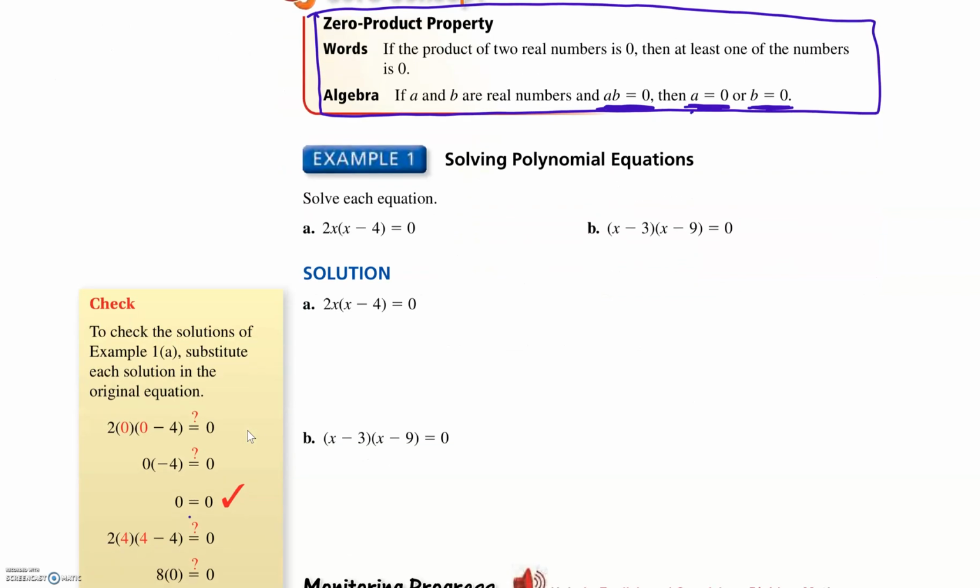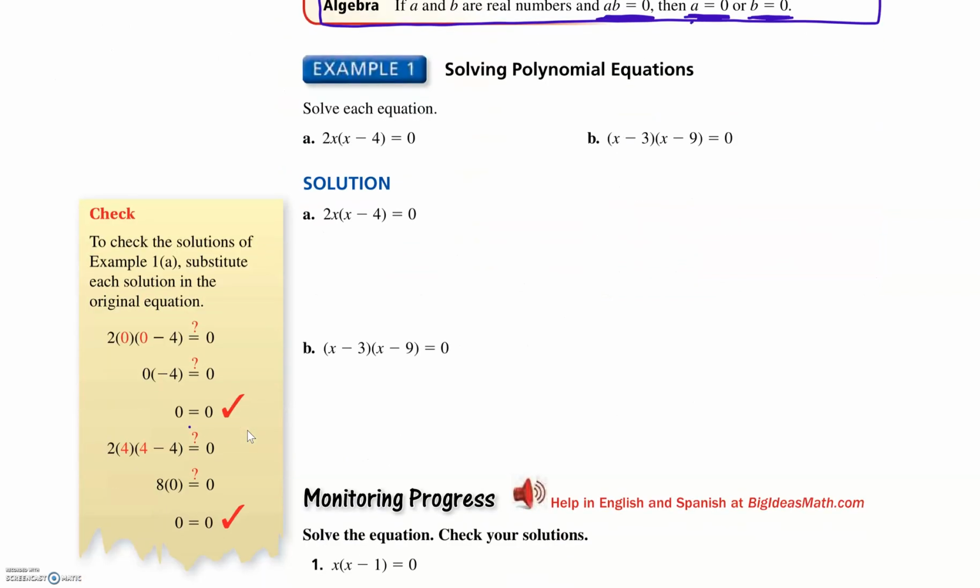Example 1, which has two parts. So 2x times x minus 4 equals 0. I want you to notice a couple things about this equation. The left-hand side is factored. It's written as a product. And the right-hand side is 0. So we can apply the zero product property, which says if a product is 0, then either the first factor is 0 or the second factor is 0.